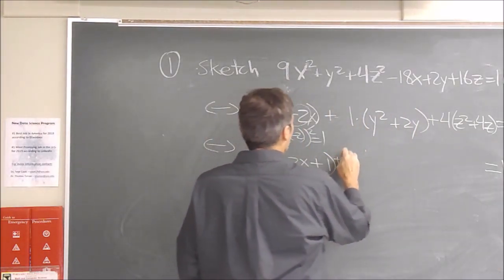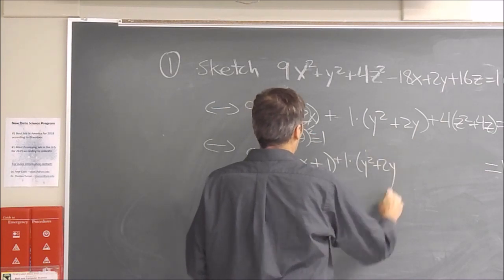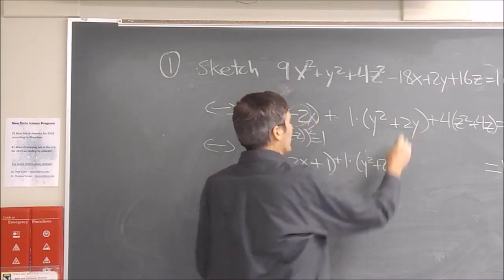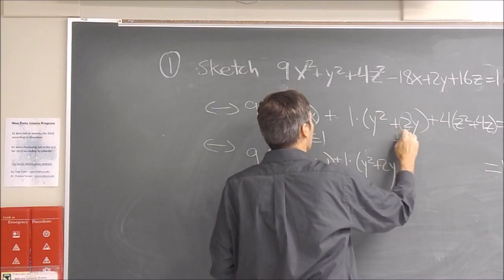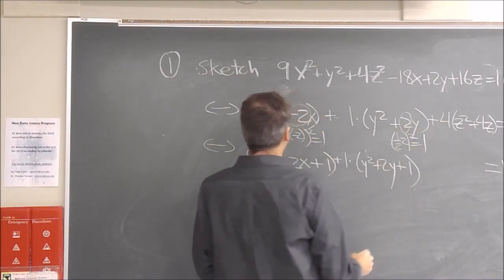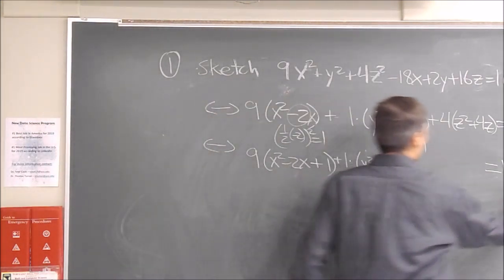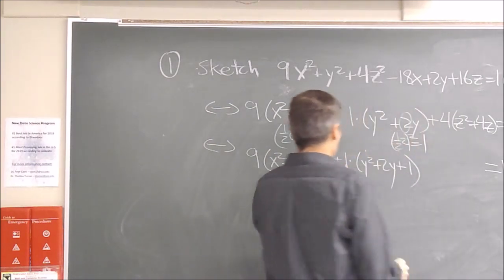And then also in here, I've got 1 times y squared plus 2y. What do I have to add in here to make a square? I take 1/2 of this number. 1/2 of 2 squared is also 1, so I need plus 1 in here. Oh, and I forgot, I messed this up. This is 9 times 1 I added here. I needed to add 9 last time. And then here I added 1 times 1.